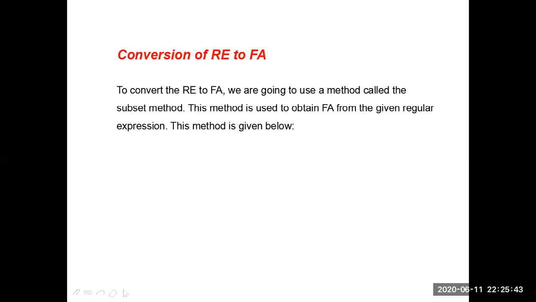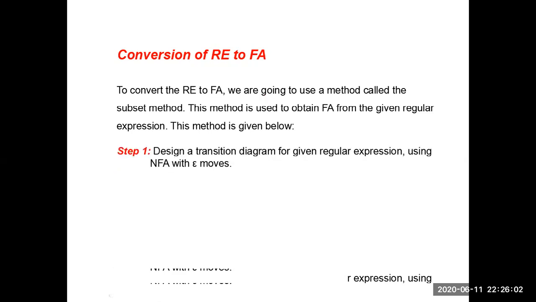Generally, here we use a method for converting regular expression to finite automata that is called the subset method. This method has mainly three steps, which are very simple ones. Those three steps are: first, for the regular expression we have to construct an NFA with epsilons. For the given regular expression, I construct the non-deterministic finite automata with epsilons.